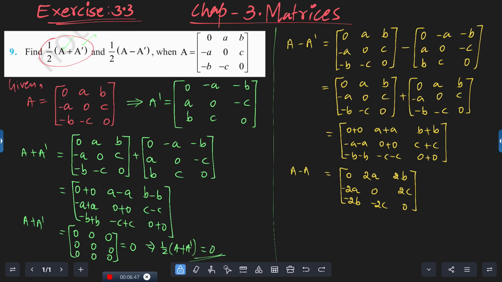That will be A minus A dash. Suppose I multiply 1 by 2 on both sides. Now 1 by 2 means what? Divide by 2. Divide means each term must be divided by 2. If you divide by 2, what will you be getting? If you want to do the step, fine. So that is 0, A, B, minus A, minus B, 0, minus C. So this is what you will be getting.